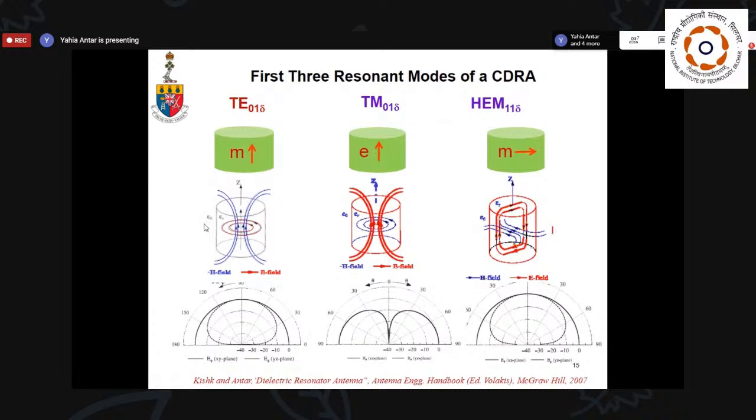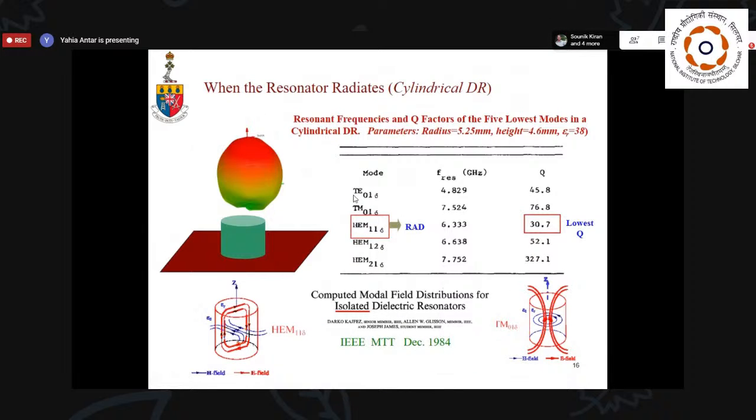The first three modes of a cylindrical DRA, as you've seen here, you can see the various modes and see the radiation pattern. One is like an electric dipole, one is a magnetic dipole, and so on, and the various radiation patterns. So based on the radiation required, you can design these antennas. And as I said, you have lots of resonance modes, and the lowest, you can use it.